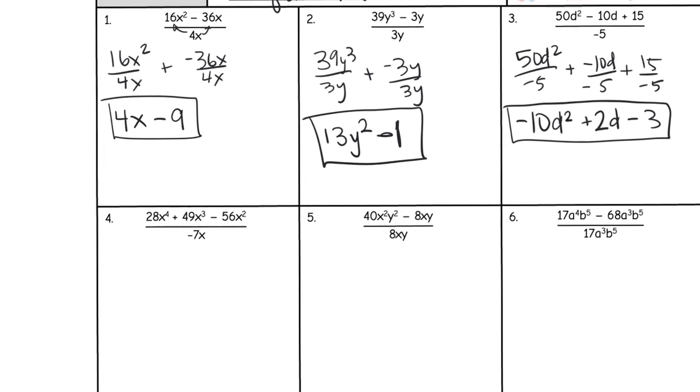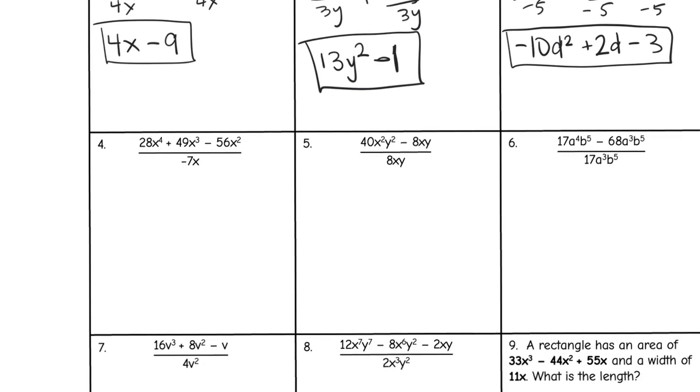Now I'm going through these kind of fast. Feel free to slow it down, go back and watch again. But our process is the same. We're just going to divide every term and think about it one term at a time. So this will be 28x to the 4th divided by negative 7x plus 49x to the 3rd divided by negative 7x, minus 56x squared divided by negative 7x. I can actually think about that as plus a negative 56. That might make it easier to see what the sign's going to be.